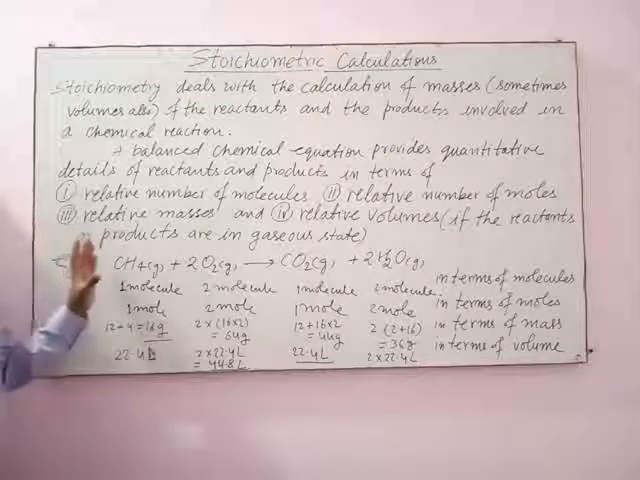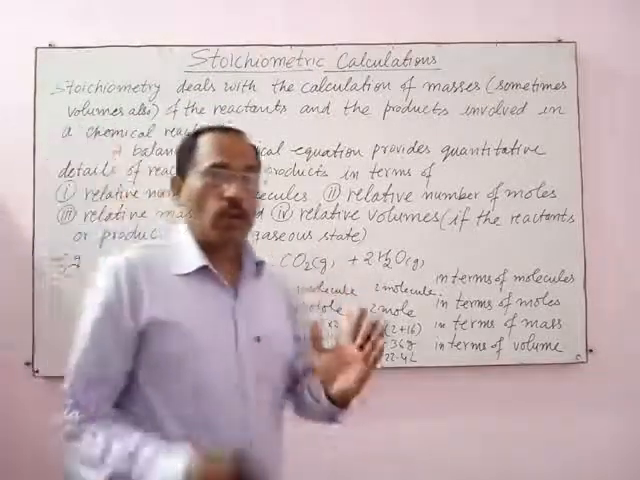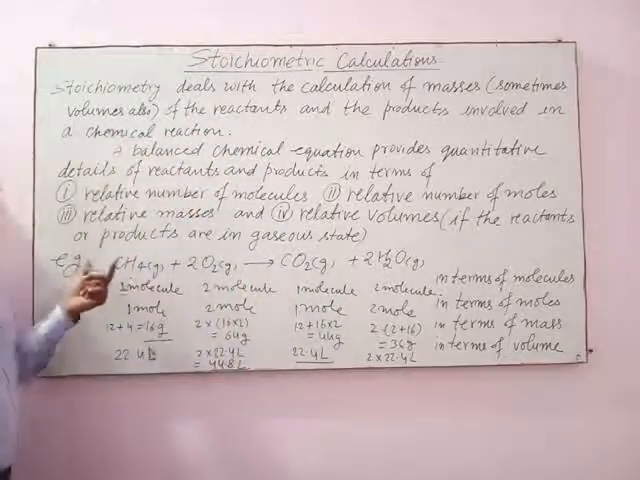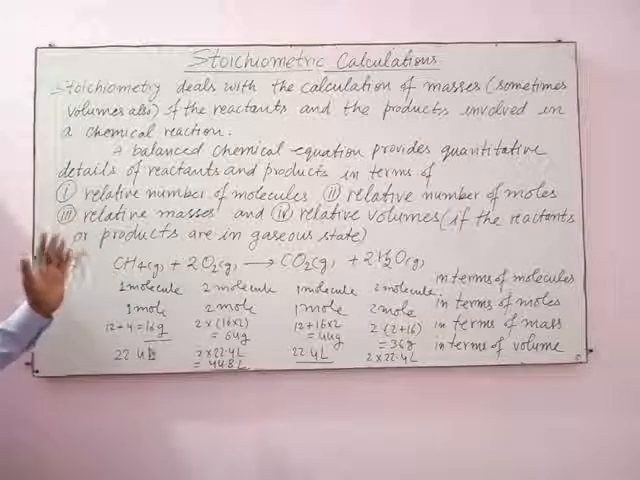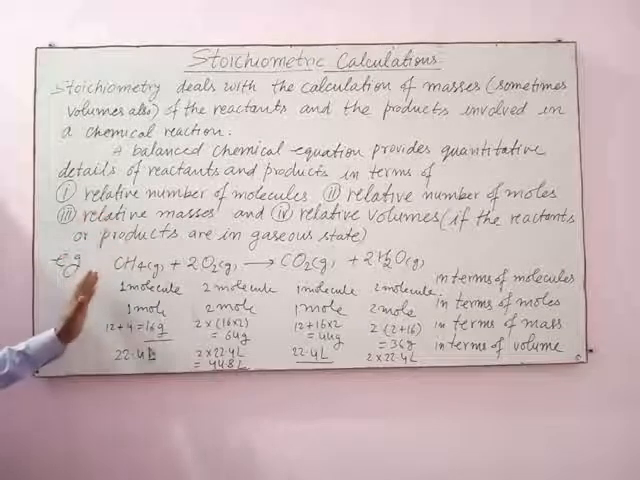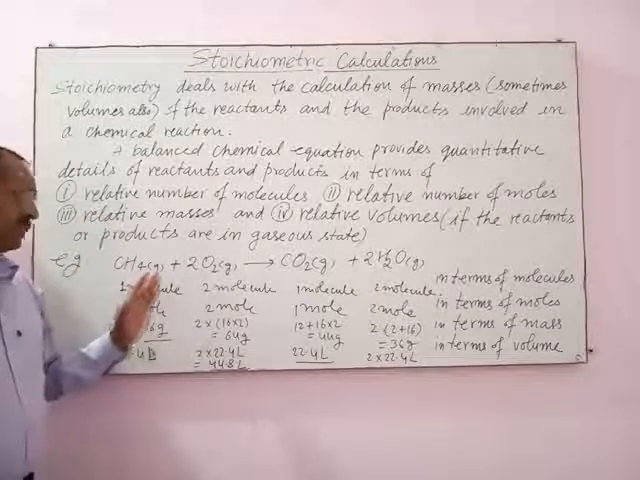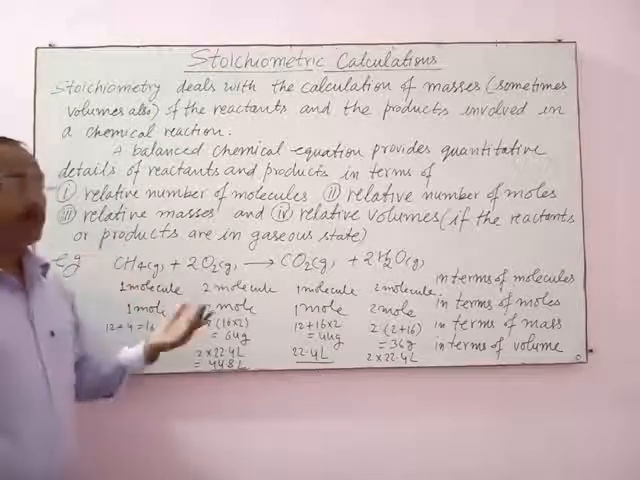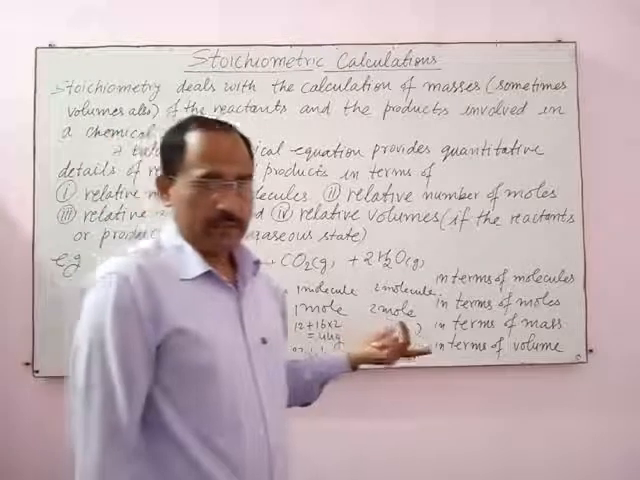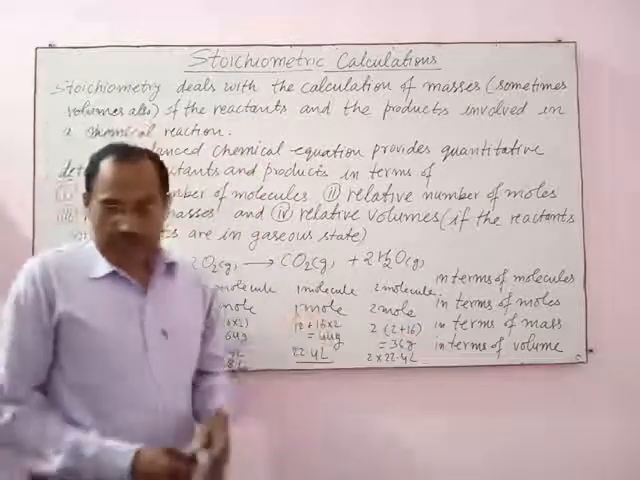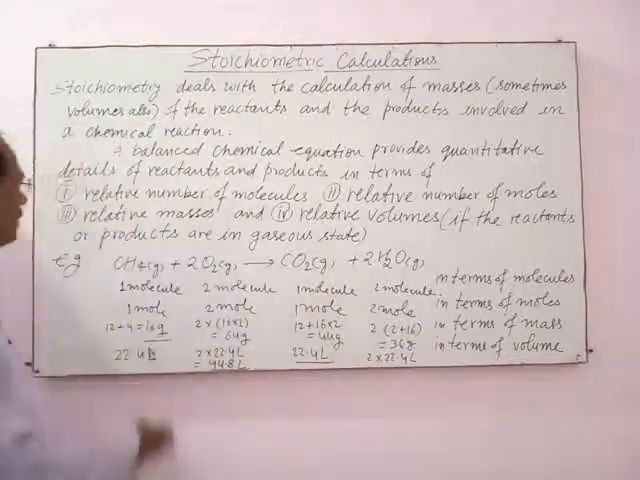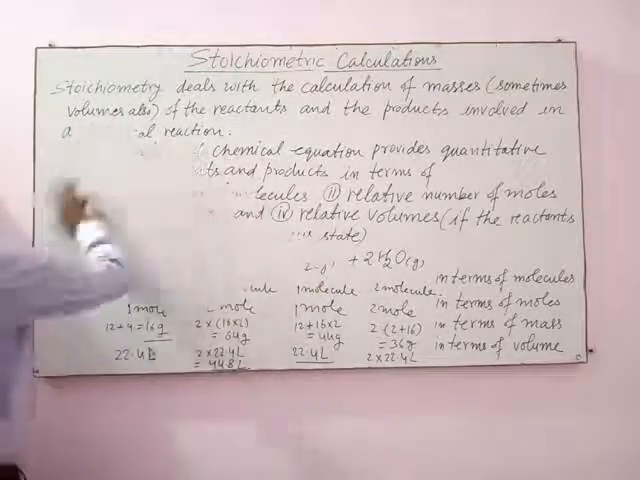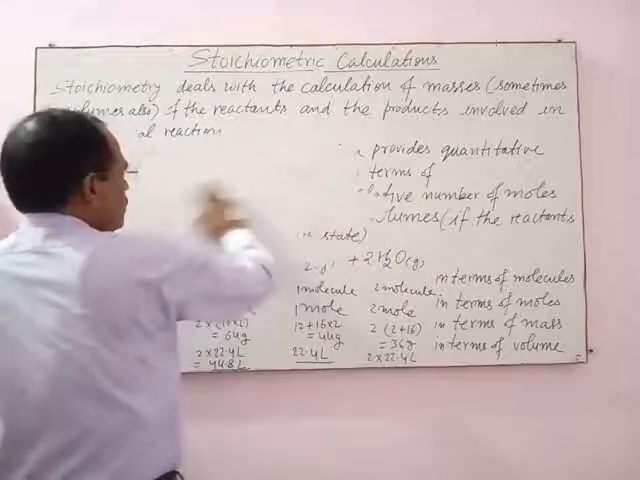A balanced chemical equation is the only way by which we can calculate the amount of reactants taking part in chemical reactions or the amount of products formed as a result of chemical reaction. Now we take some examples related to stoichiometric calculations. First example.